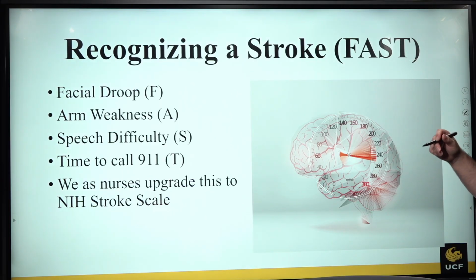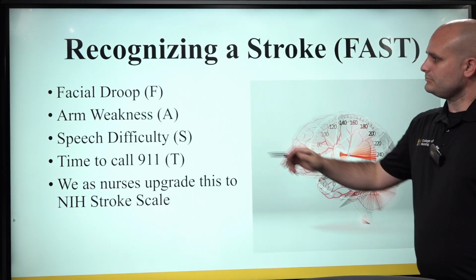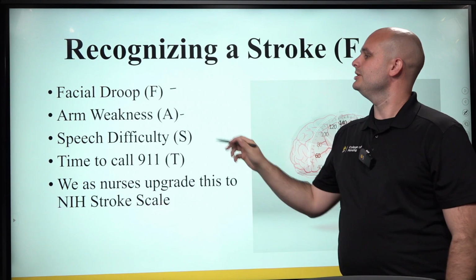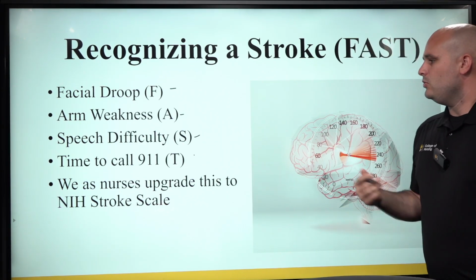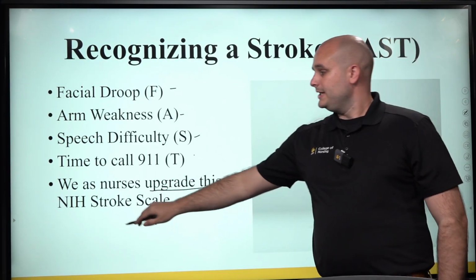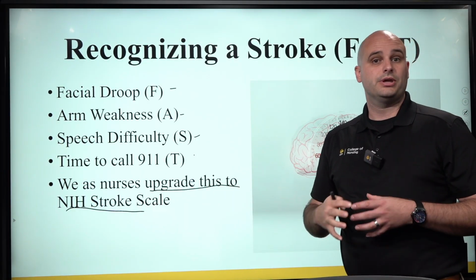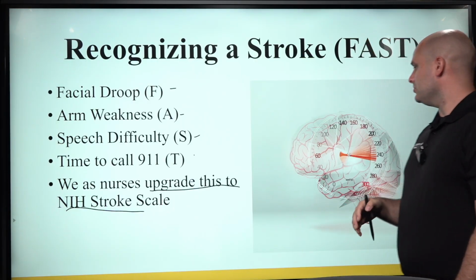So recognizing a stroke, the FAST exam is kind of for the layperson. The patient may have facial droop, arm weakness, slurred speech, speech difficulty, and then the time to call 911. We as nurses upgrade this, and you probably have already completed this or will complete it, the NIH stroke scale, of how we evaluate patients' level of stroke and what symptoms they're having at the current moment.